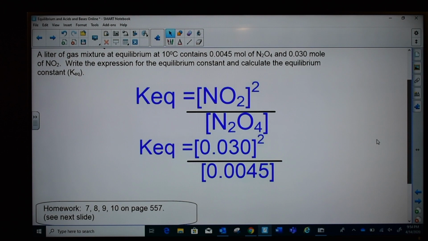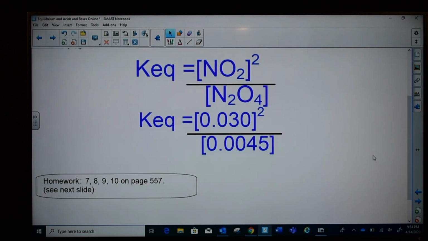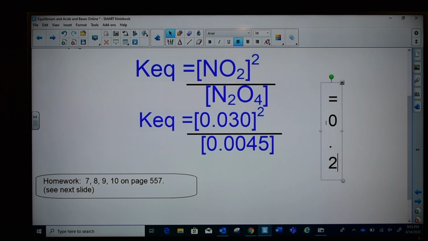Look at that, I deleted it. That's alright, I'll take my handy dandy calculator and figure it out for you. So, again, 0.03 squared, and then divided by 0.0045, and I get a Keq of 0.2. And again, no units. Excellent.